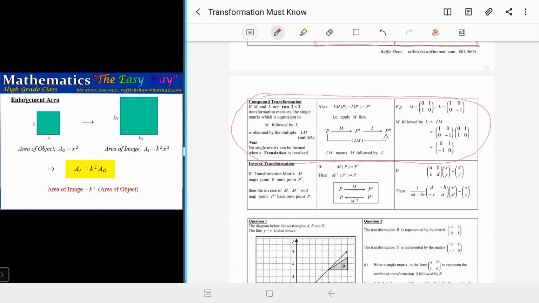Compound transformation. All right. Inverse transformation, yes, you can do this because this is like calculating an inverse matrix. The inverse of a transformation matrix is just calculating the inverse matrix the same way, and the inverse matrix will reverse what the original matrix did. For the most part, the inverse of a transformation is common sense. All of them are common sense.